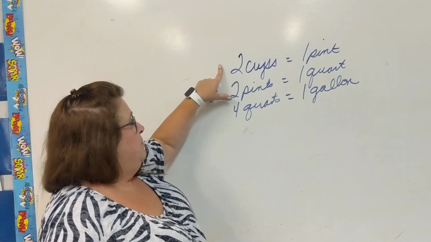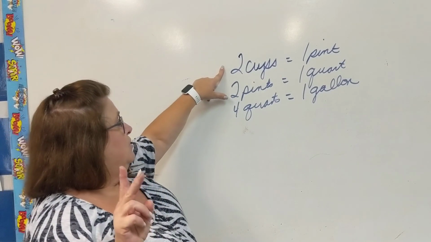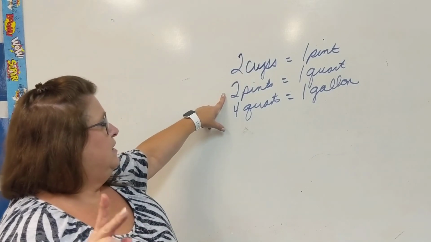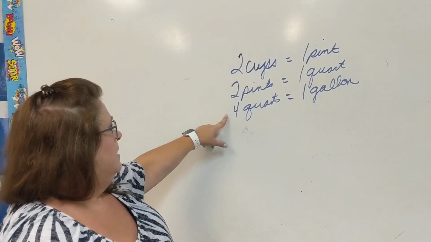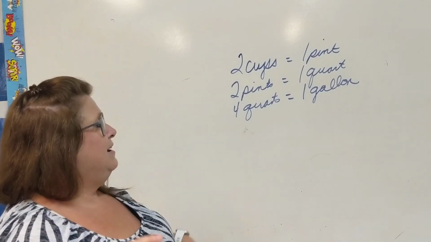2 cups in a pint, 2 pints in a quart, 4 quarts in a gallon.